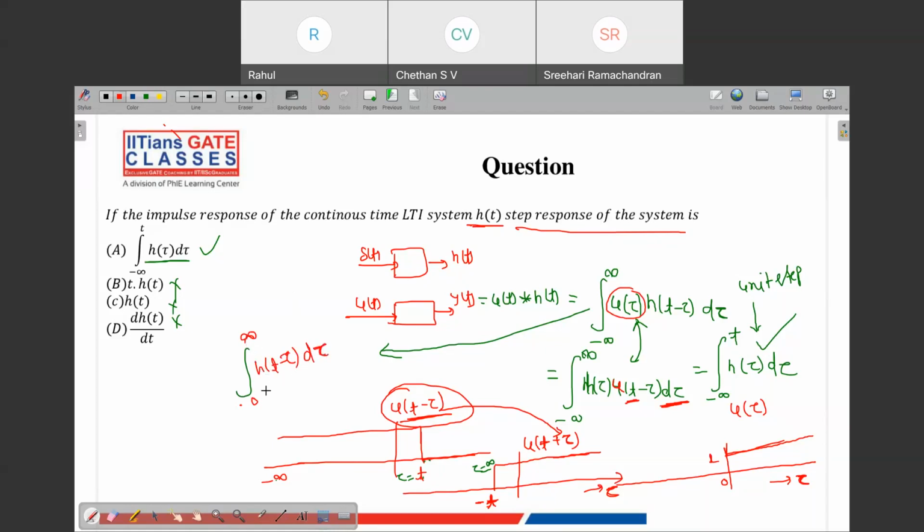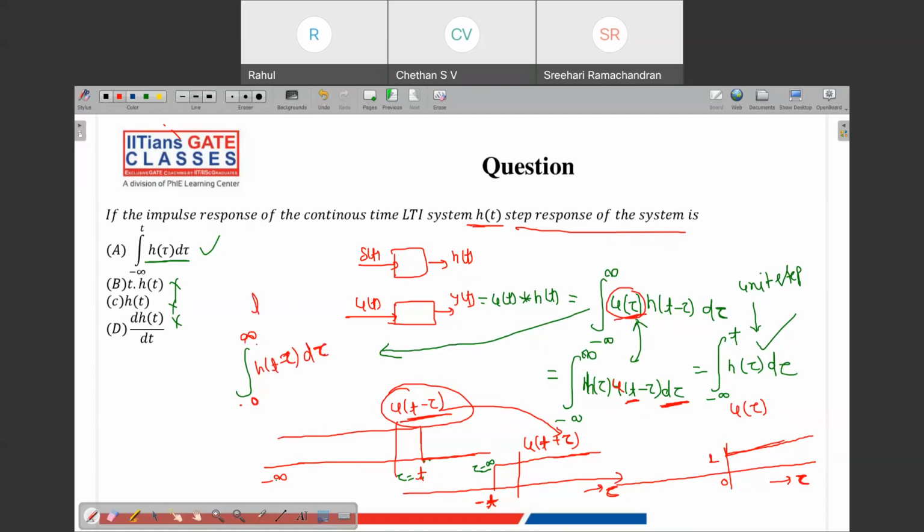And here we have put 0 to infinity because we have u(tau), and u(tau) will be equal to 1 for tau equal to 0 to infinity, and u(tau) will be 0 for minus infinity to 0. Okay, that's why we are just integrating it from 0 to infinity. Now this is h(t minus tau) d tau.